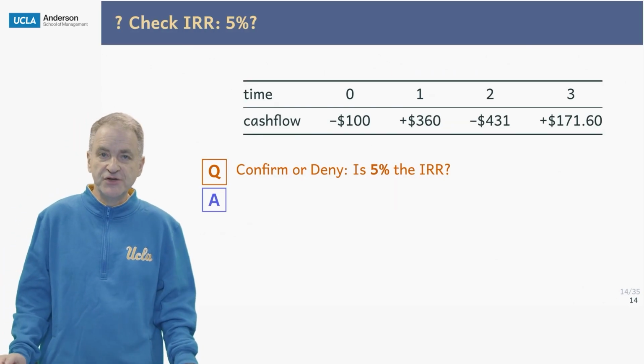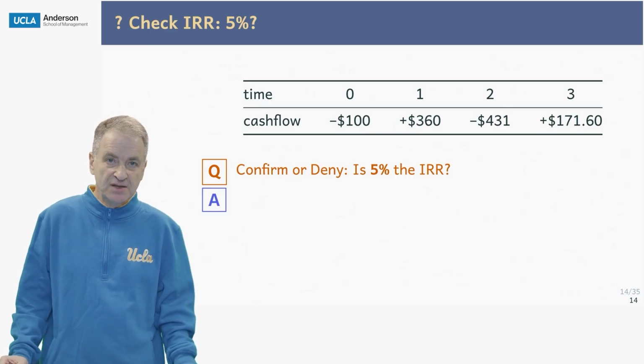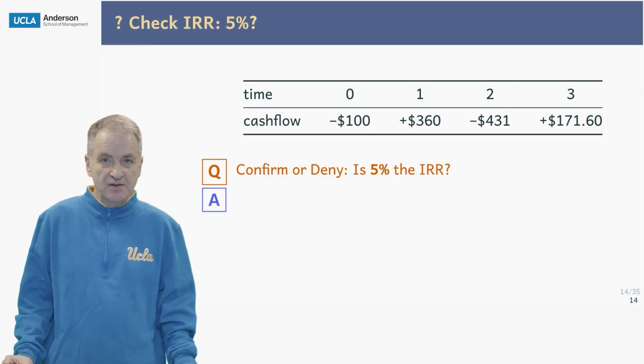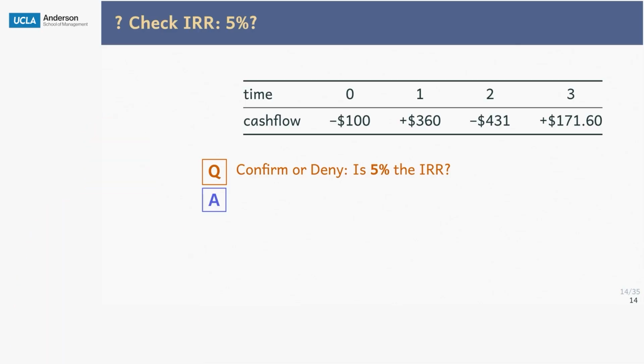Let's do another project. I've got a project with an outflow of $100, then an inflow of $360, an outflow of $431, and an inflow of $171.60. Confirm or deny: is 5% the internal rate of return? Please pause this video now, answer the question on a piece of paper, and then continue.